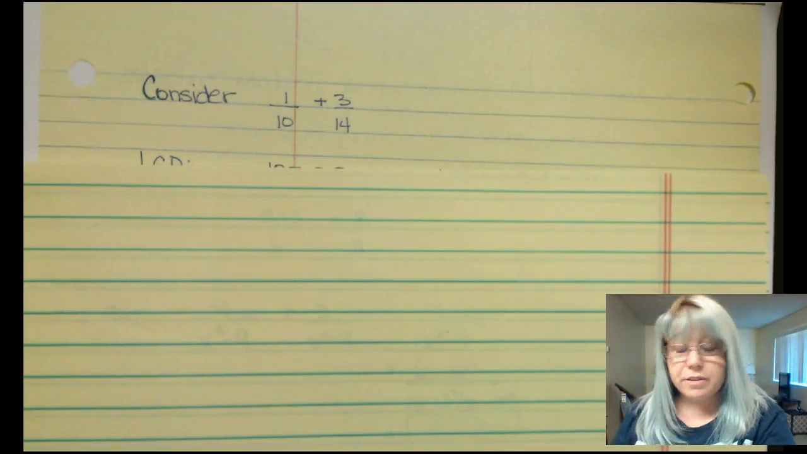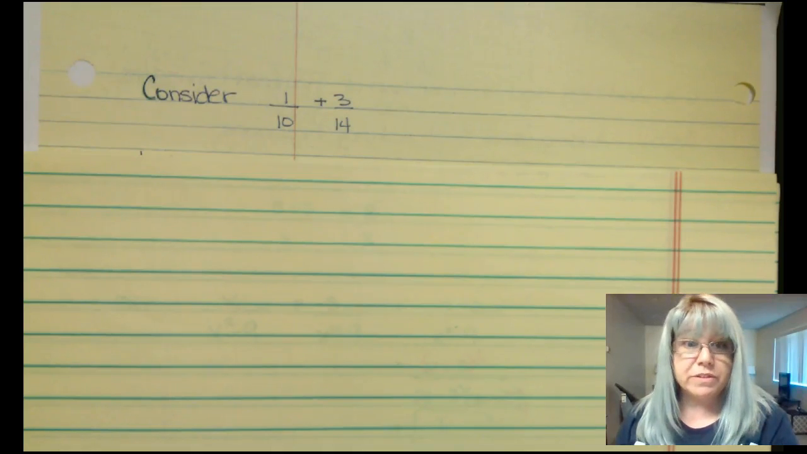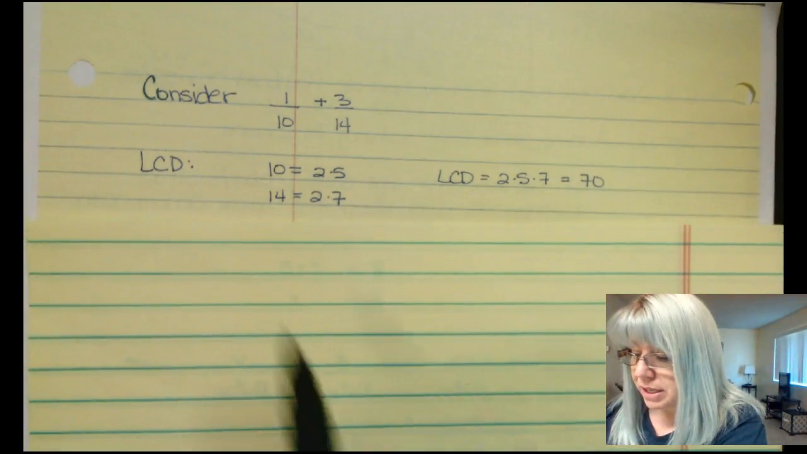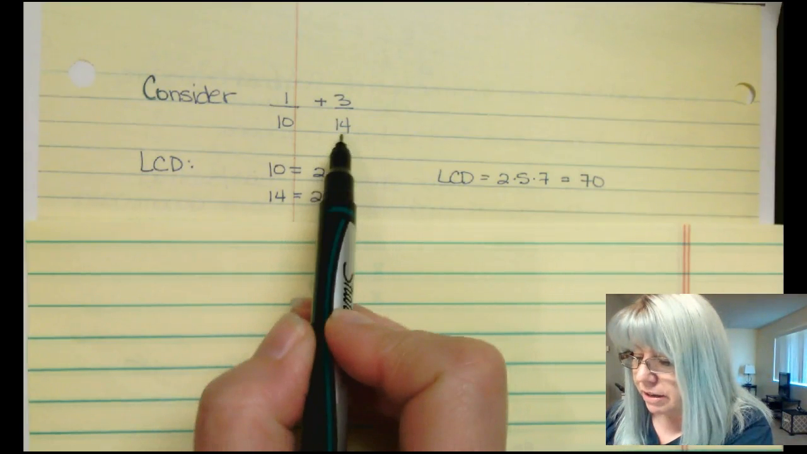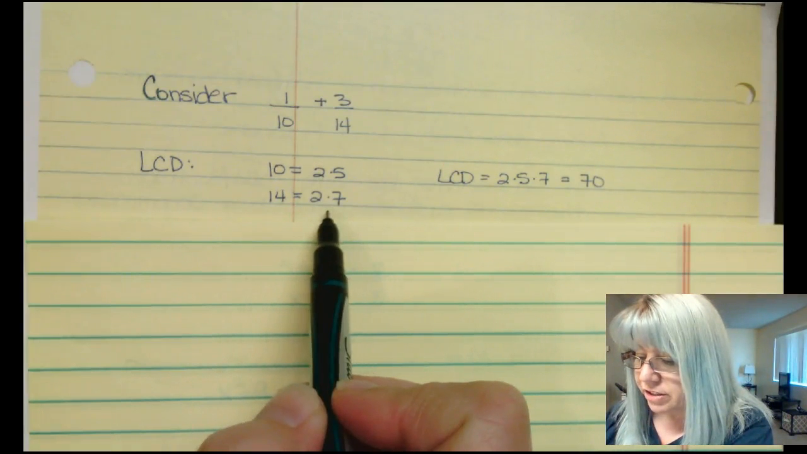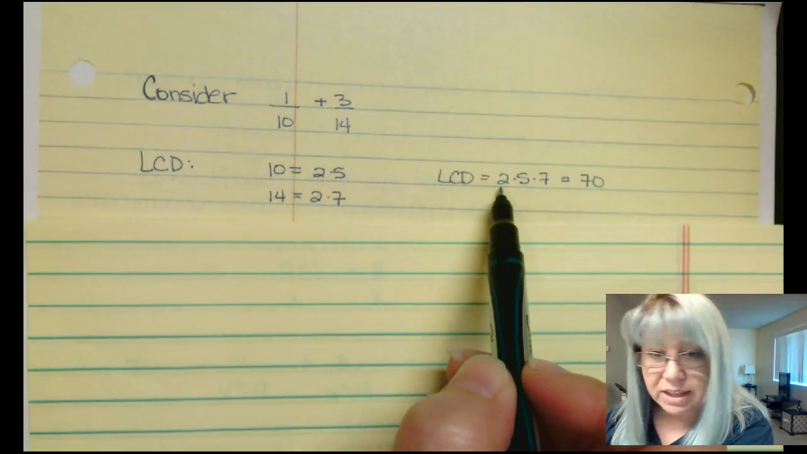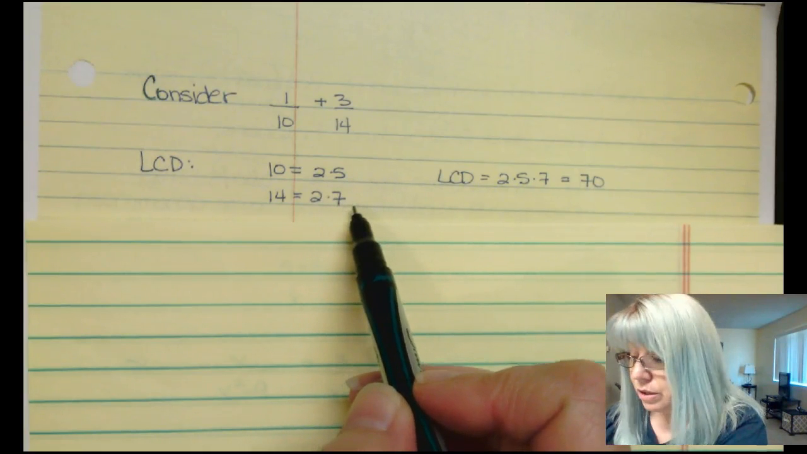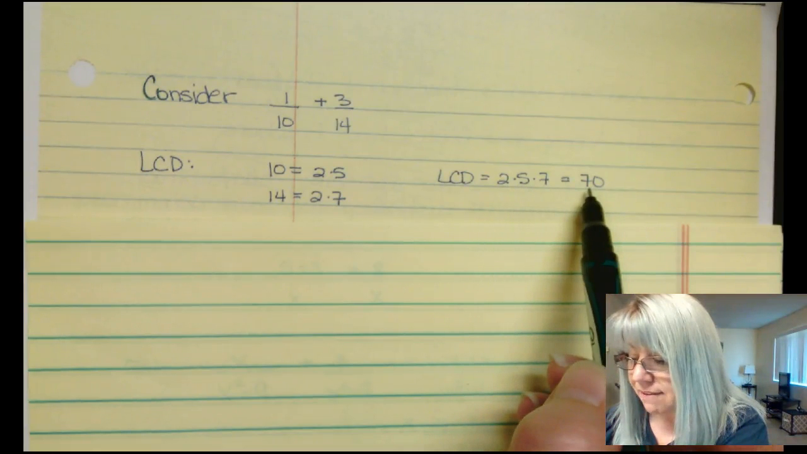Now let's consider a couple of fractions that don't have the same denominator. Well, the first step we want to do is find the LCD. So what I'm going to do is break down 10 into its prime factors, break down 14 into its prime factors. They share the 2 in common, so the LCD will take the 2 that they have in common, the 5 that they don't, and the 7 that they don't. So the LCD will be 2 times 5, which is 10, times 7, which is 70.